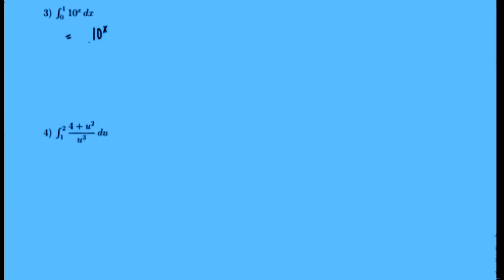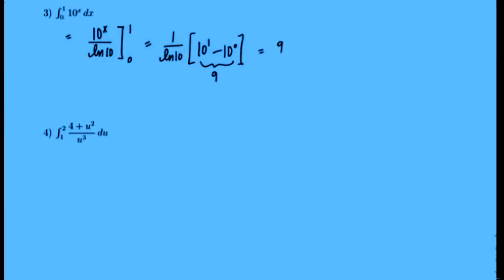So the antiderivative is 10 to the x over ln of 10, and then I'm going to evaluate this from 0 to 1. I always like to just leave this constant outside. I'm just going to write 1 over ln of 10, then I have 10 to the 1 minus 10 to the 0. Well, 10 to the first is 10, 10 to the 0 is 1, so it is 9. So I have 9 over the natural log of 10.